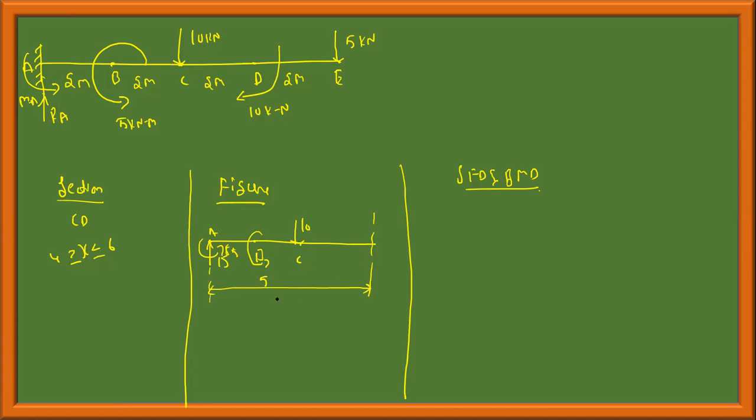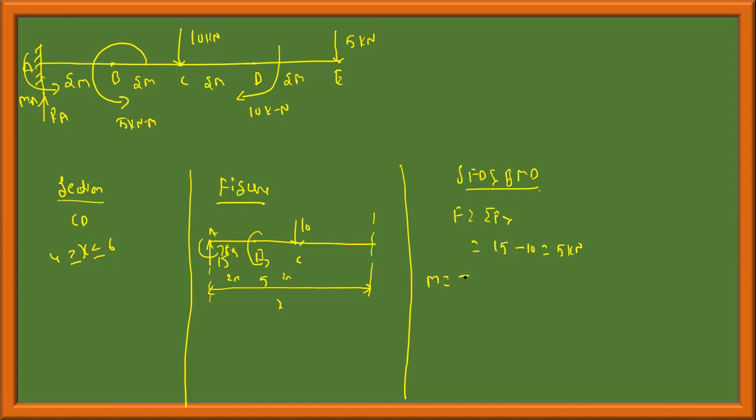x is 2 meter, 2 meter. Okay. F is equal to summation of vertical forces, which is equal to 15. You should take only the force, not the arm length. 15 minus 10 is equal to 5 kilonewton.